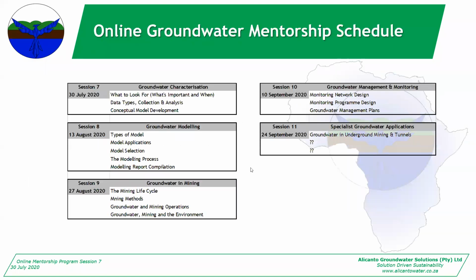So the schedule, the one that I've sort of planned here, and you guys must give input here as well. Today we're doing groundwater characterization. Then Thursday the 13th of August we'll go through groundwater modeling, the process, selecting the type of model that you're going to use, and then compiling your report, going through the modeling process as well. And then 27th of August, we'll do groundwater in mining. So the mining life cycle, the different types of mining methods, groundwater in the mining operation, and then groundwater mining in the environment.